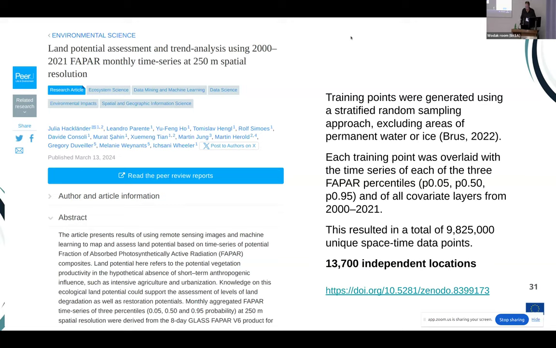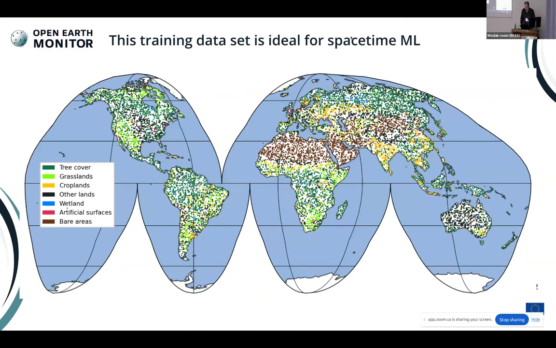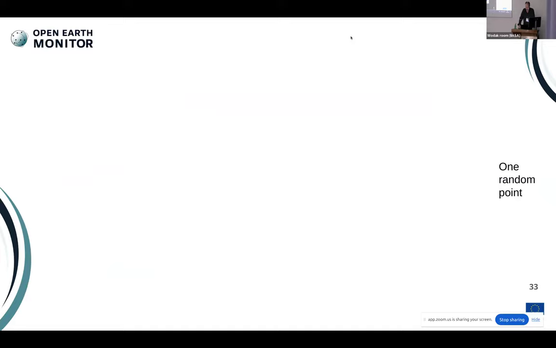And this data set looks like this. It's a really nice design because we use an equal area projection, this Goode Homolosine interrupted projection. It's relatively close to equal area, so the density of points across the world is the same. We also allocate the points to different land cover categories, and based on the variance. So in places where we have a higher variance of FAPAR, we have more points. So it's a very intelligent spatial design, right? And once you have these points, then you can overlay and create this matrix.